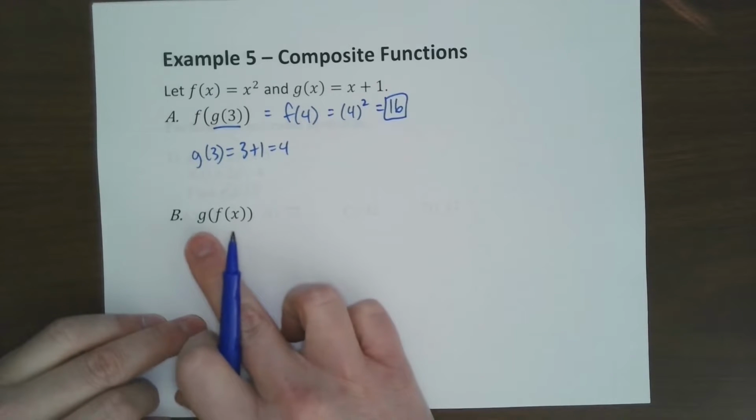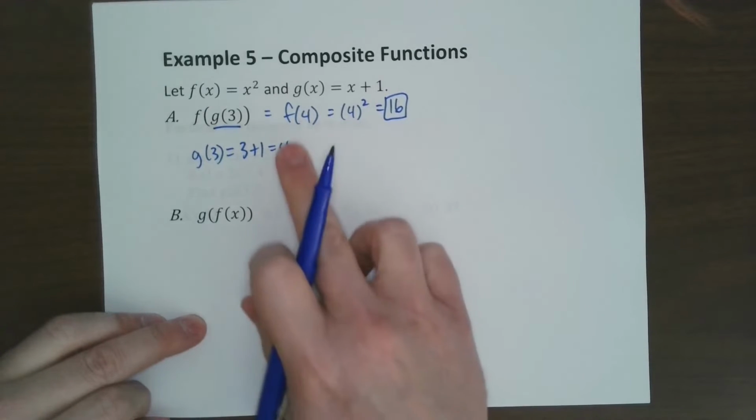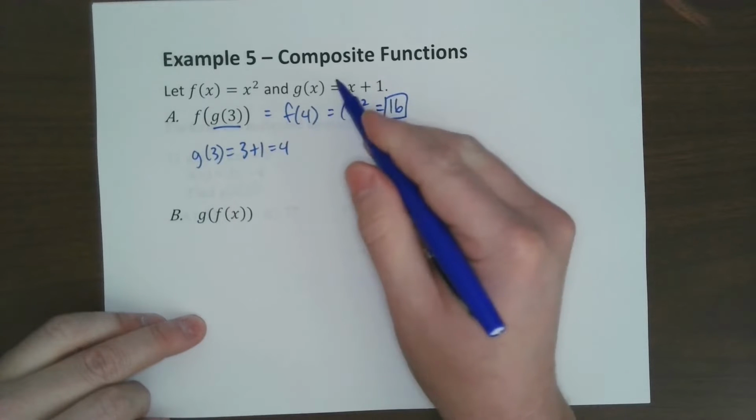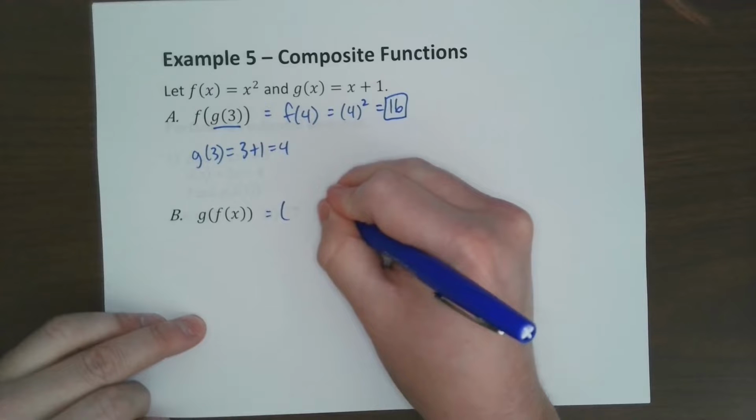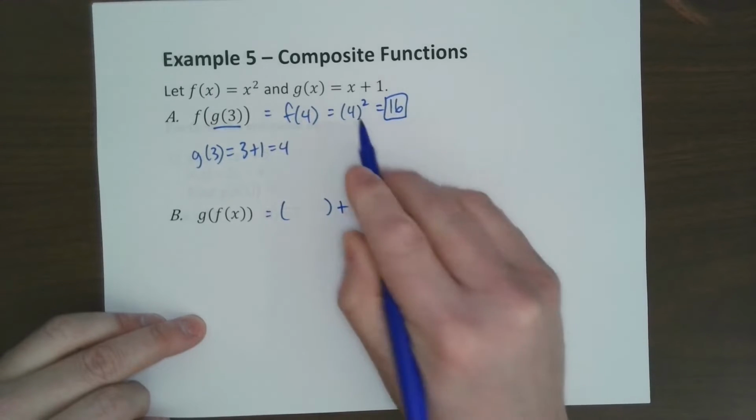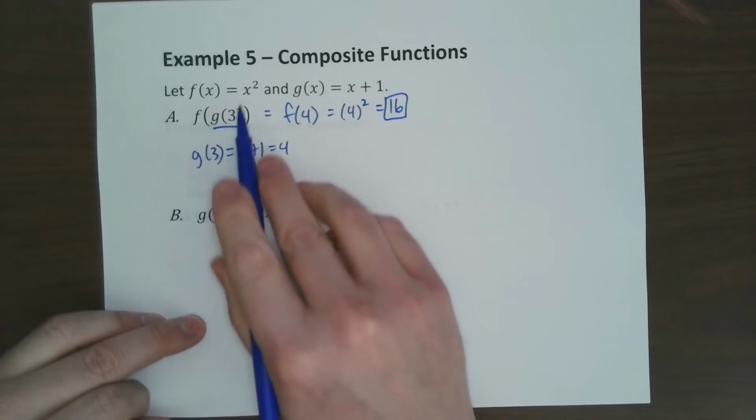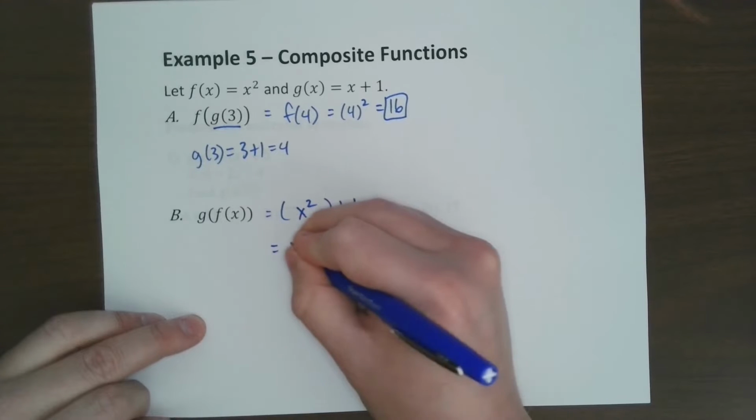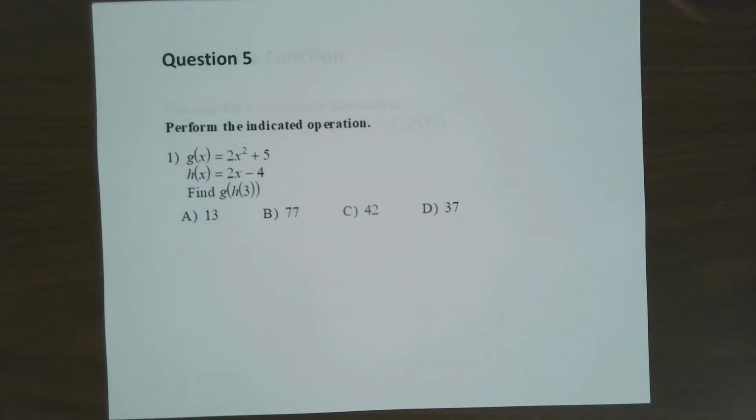How to do it with this one, g of f of x, is rewriting it. It's actually not solving it. So we're going to start with g this time, because it's on the outside, and we're going to put parentheses wherever there's an x. So this ends up being parenthesis plus 1. Notice it said x plus 1, so I'm doing parenthesis plus 1. And then f of x, I'm literally going to copy it in the parentheses, so x squared. So this ends up being x squared plus 1. And that's it. Try this one.